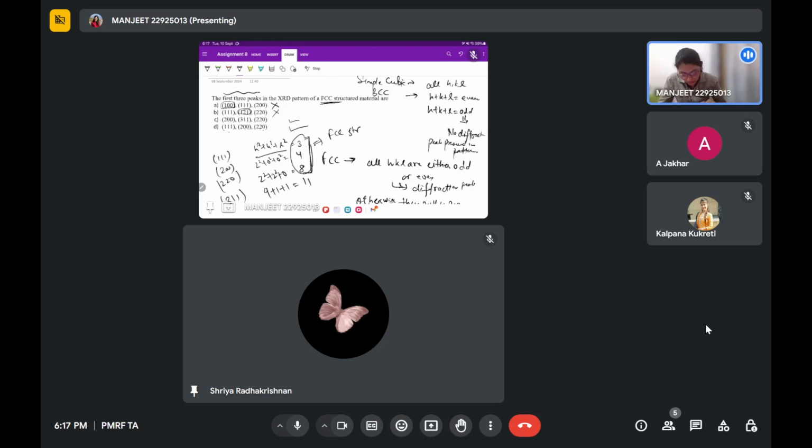Now from these, the others come later. So 111, 200, and 220 are the first three peaks in the XRD pattern. This is the correct answer, and that will give the first three peaks in the XRD pattern of an FCC structure material. So D is the correct answer.